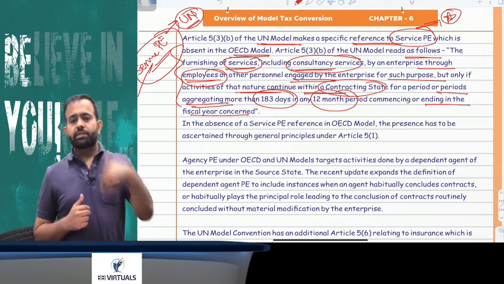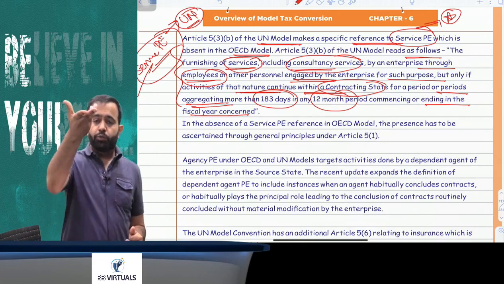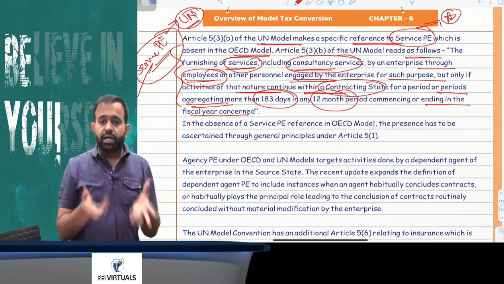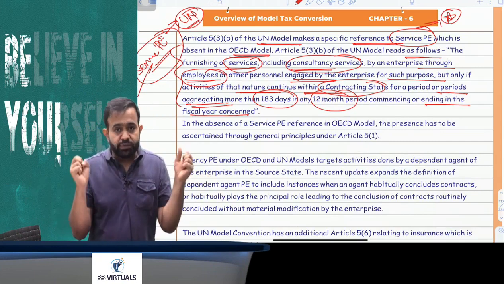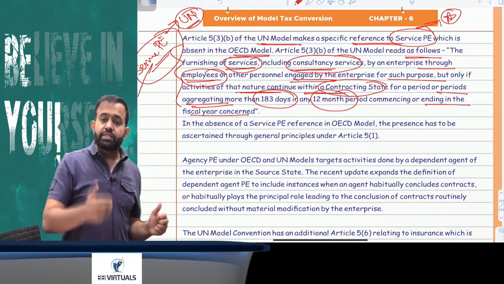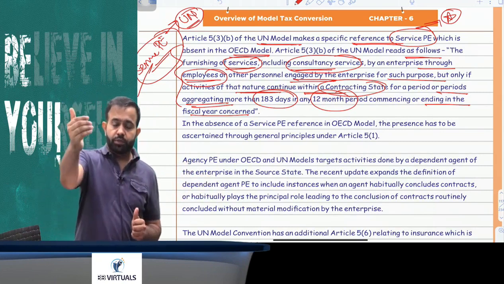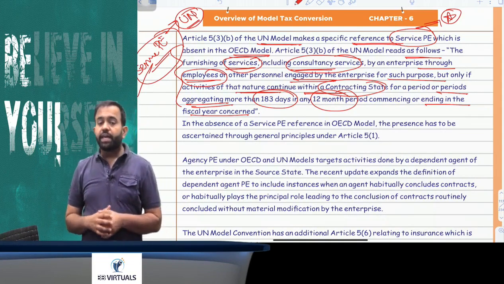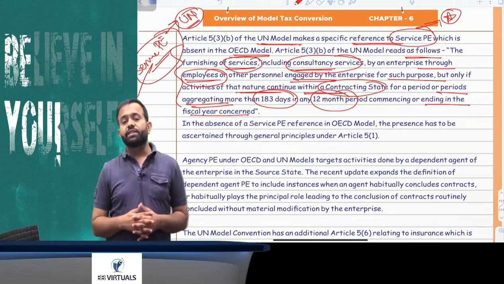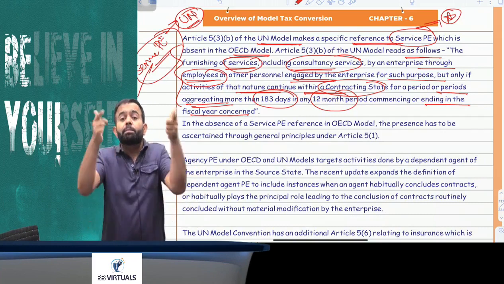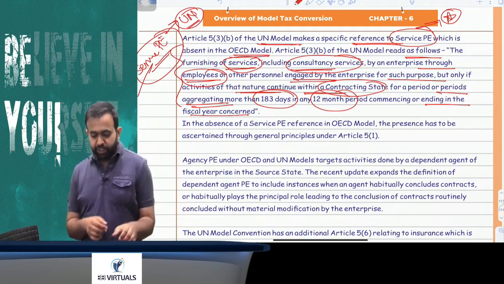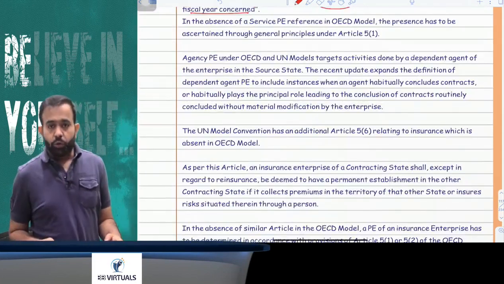Suppose there is an audit in Singapore and you visited Singapore. One enterprise, your CA firm, visited Singapore and is doing the audit work; that is called your service contract. Suppose that service is for more than 183 days in 12 months. In that case, since the activity is more than 183 days in that country, it will become a PE in that country. That is called your service PE. Service PE is present in the UN model, but it is absent in the OECD model.